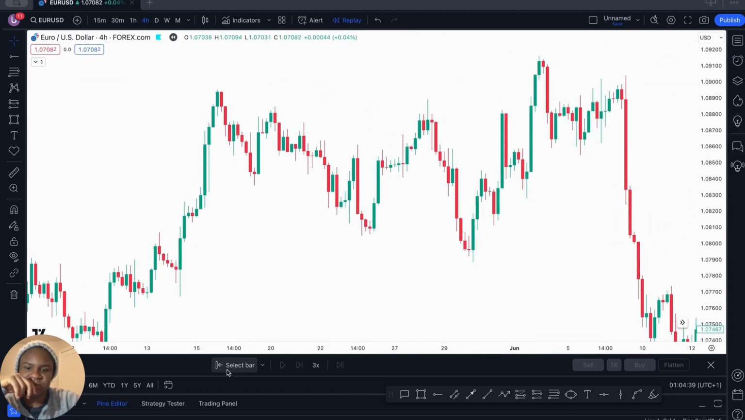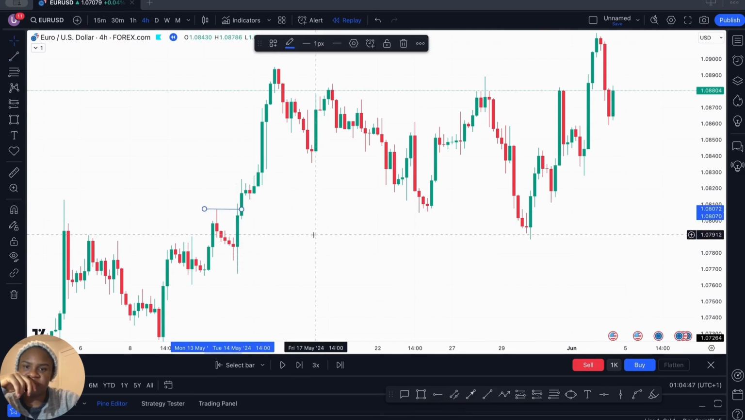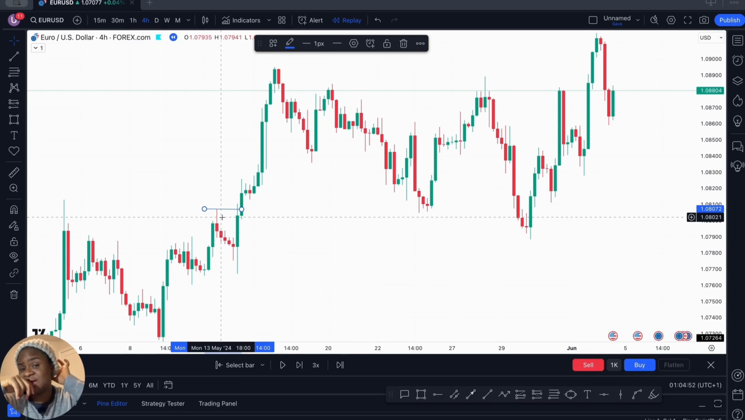Let me delete this whole section here. If you look at this section, there was a break of structure here. Can you see it? There was a break of structure here. So entirely, you are in a range, not even this section. Let me show you another good example again. We are coming back to that one.